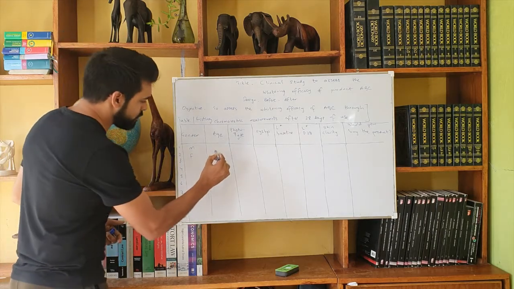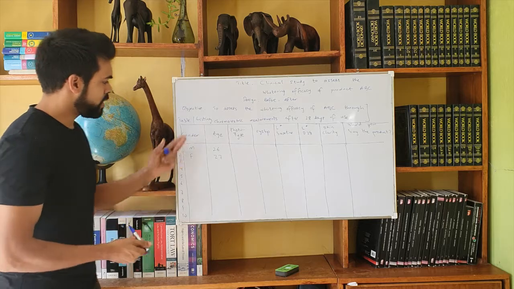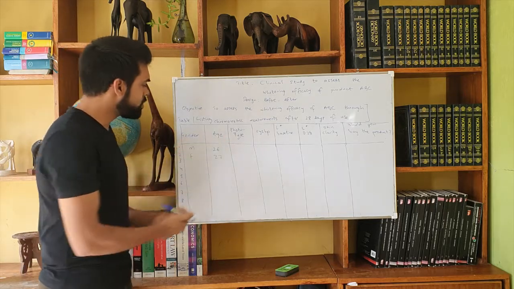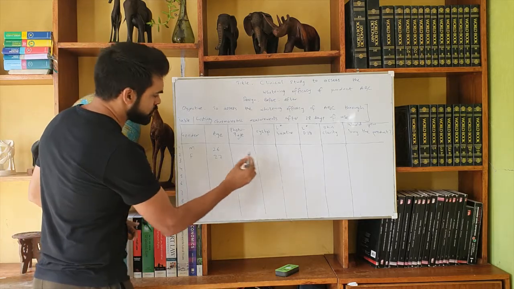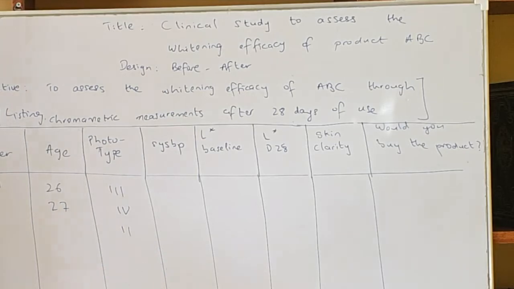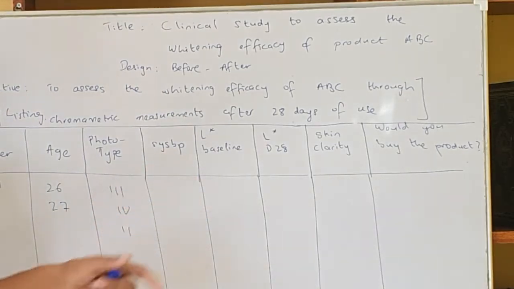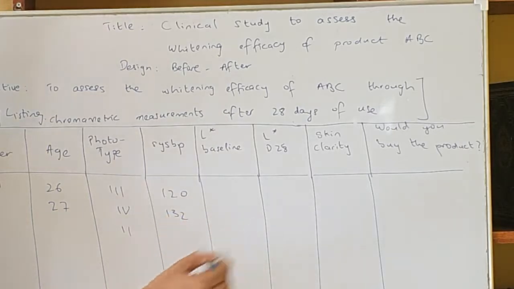Now, you're going to have similar cases like that, similar or different variables like age, for example, phenotype, that is the skin color, it could be 3, 4, 2, etc. This is systolic blood pressure, 120, 132.